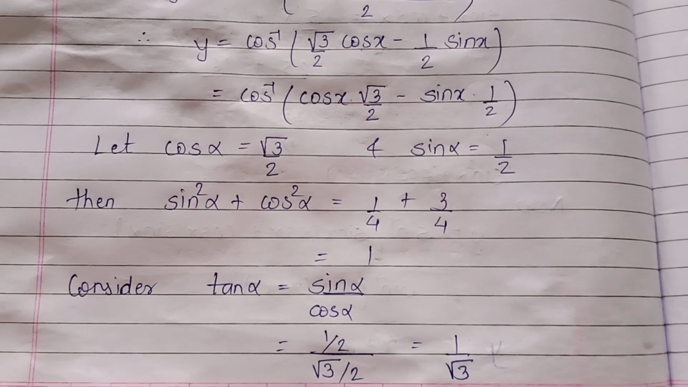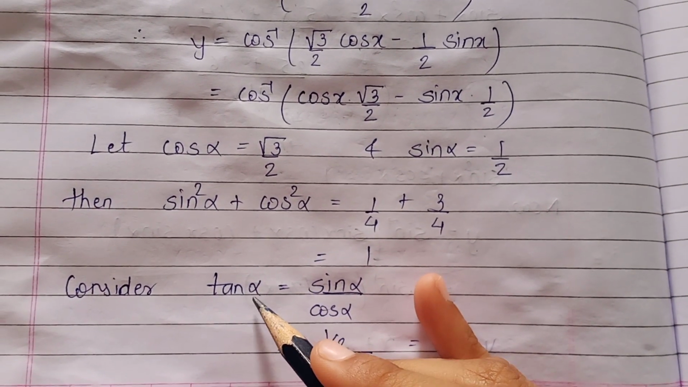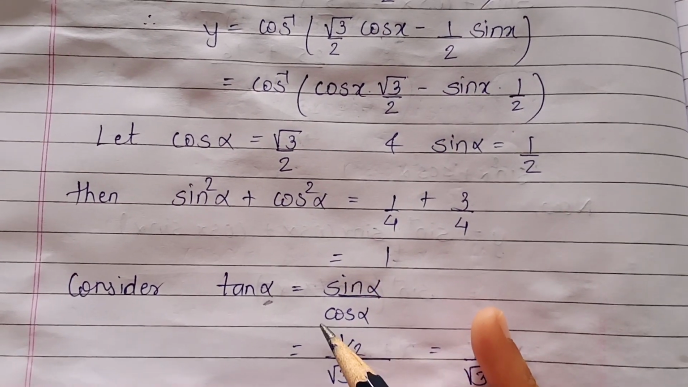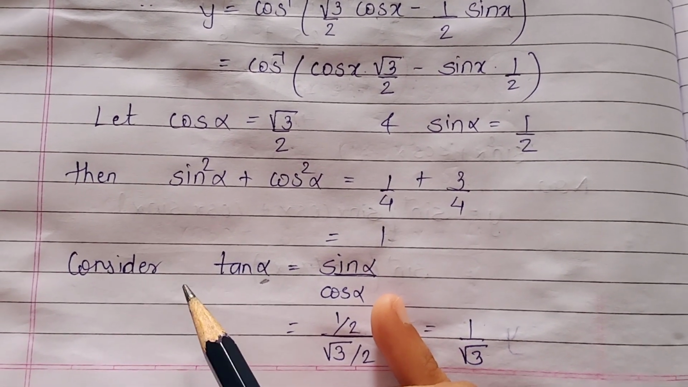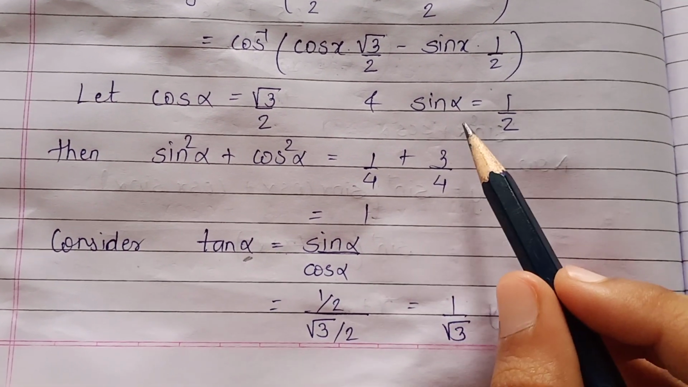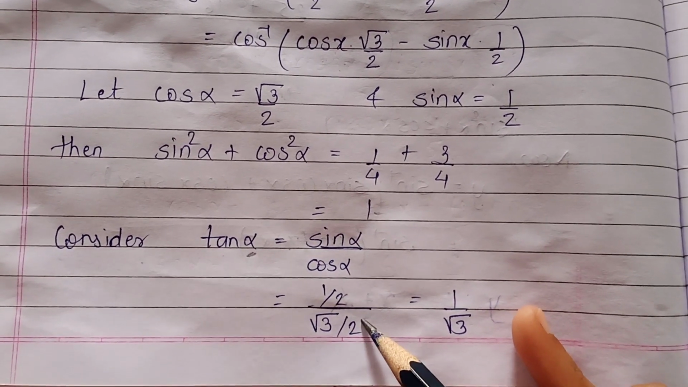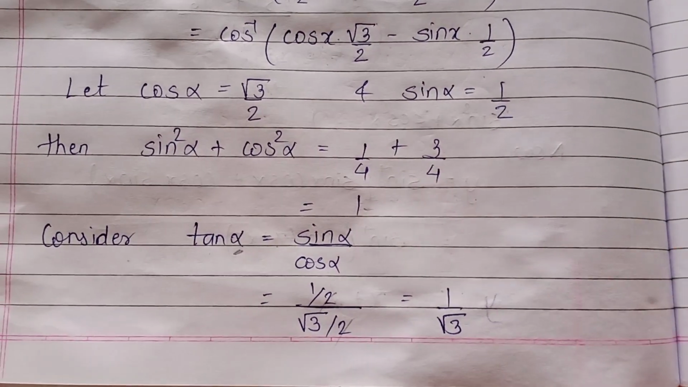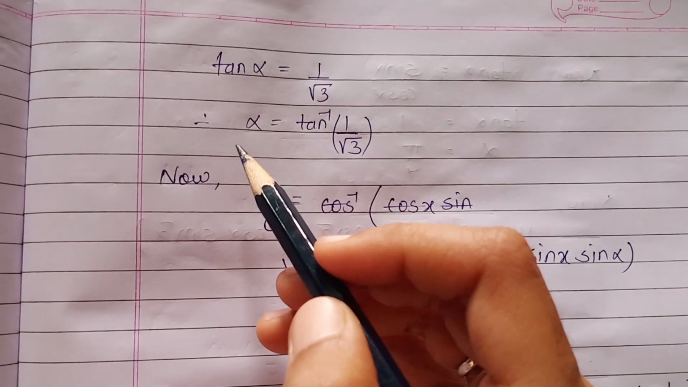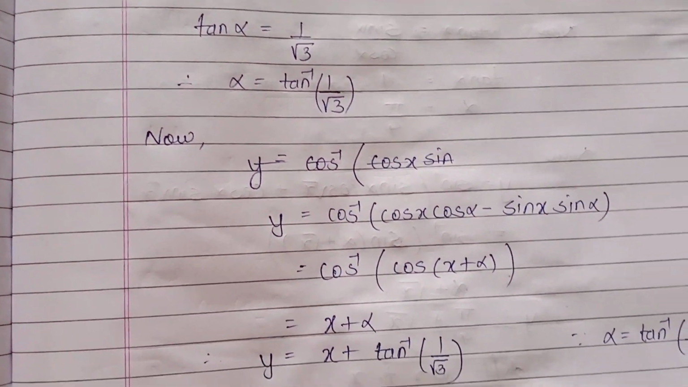Now as we saw in the first question, we need tan alpha in order to find alpha, so we'll find that tan here only. Consider tan alpha is equal to sin alpha upon cos alpha, then put these terms: 1 by 2 upon root 3 by 2. Then after the 2 cancels, tan alpha will be 1 upon root 3. So we need alpha. So alpha will be tan inverse of 1 upon root 3.